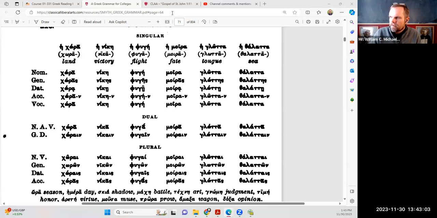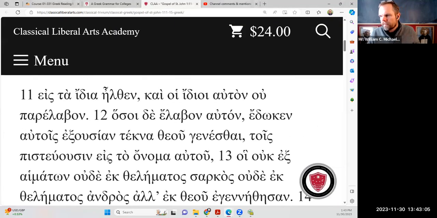All right. So let's do this now. Let's jump over to the reading and we'll say, well, you know what? Are there any alpha stem nouns in this reading? Are there any examples of alpha stem nouns that we've seen? And the answer is yes. All right. Here's one right here.